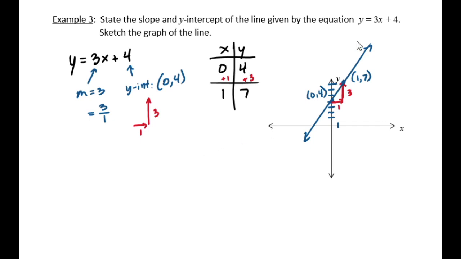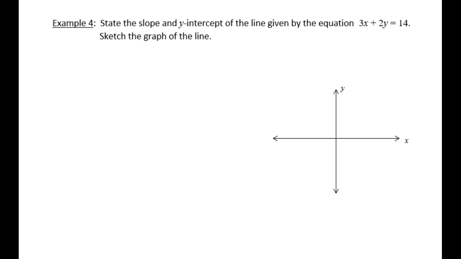Let's look at an example where the equation of the line is not given in slope-intercept form. In this example, we're asked for the slope and the y-intercept of the line given by this equation, and we will sketch the graph of the line. This equation is not in slope-intercept form, so we need to first solve for y, or isolate the y variable.